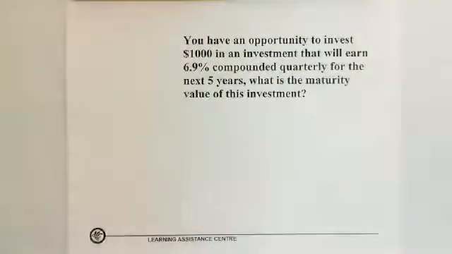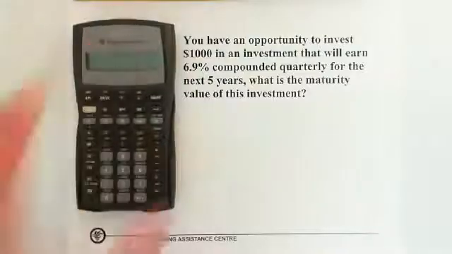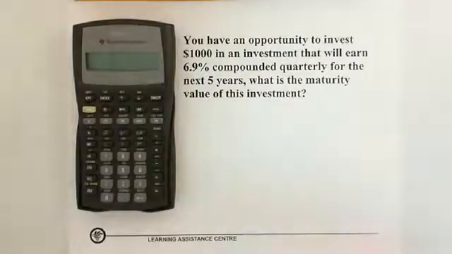Okay, so bring in the old calculator. You have an opportunity to invest $1,000 in an investment that will earn 6.9% compounded quarterly for the next 5 years. What is the maturity value of this investment?